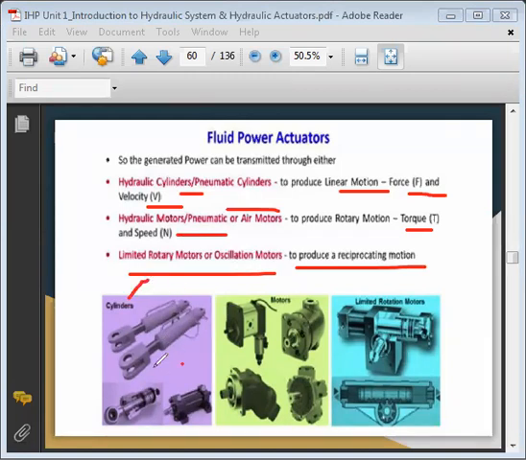And here I have shown the cylinder. See, these are the cylinders, the hydraulic cylinders. Here, motors. That means the rotary, it may be a hydraulic motor or the air motor. And limited rotary motion means what? These are the oscillation motors. Getting it? These are the types.